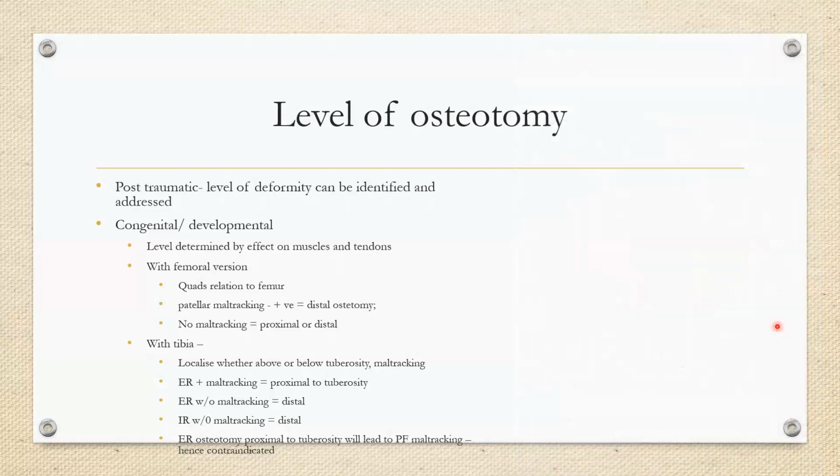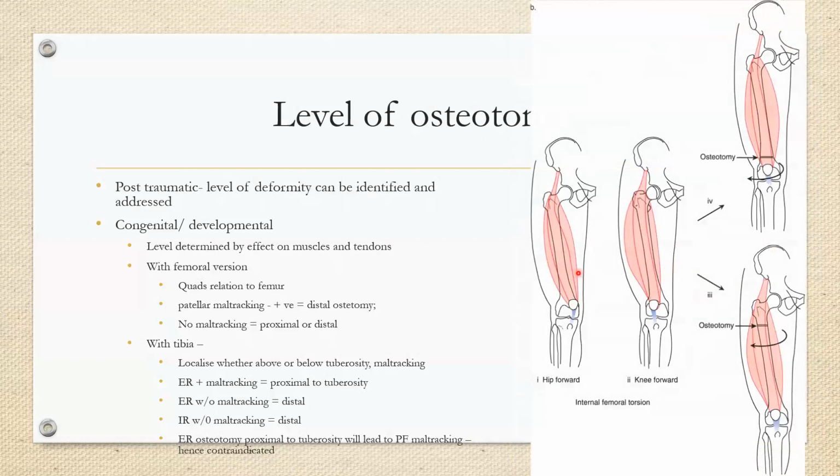The next factor to be considered with respect to femoral version is patellar maltracking. Take a case where there is excess internal femoral anteversion and there is evidence of maltracking present. In such a case, a proximal osteotomy will actually malalign the quadriceps mechanism more as compared to a distal osteotomy. Also, distal osteotomy is more pertinent to addressing patellar maltracking as compared to proximal osteotomy. So if internal tibial torsion with patellar maltracking is present, a distal osteotomy is preferred. If there is no maltracking, or there is a normal relation of the quadriceps to the femur, either osteotomy can be done.